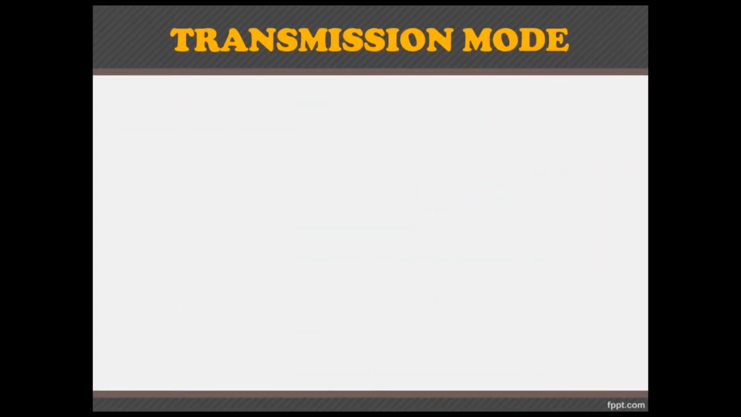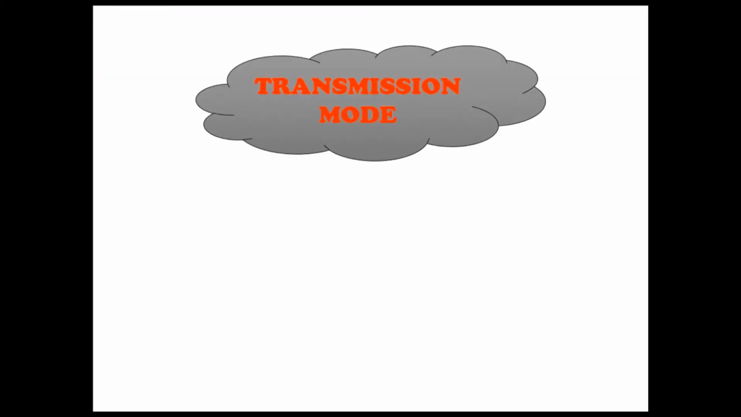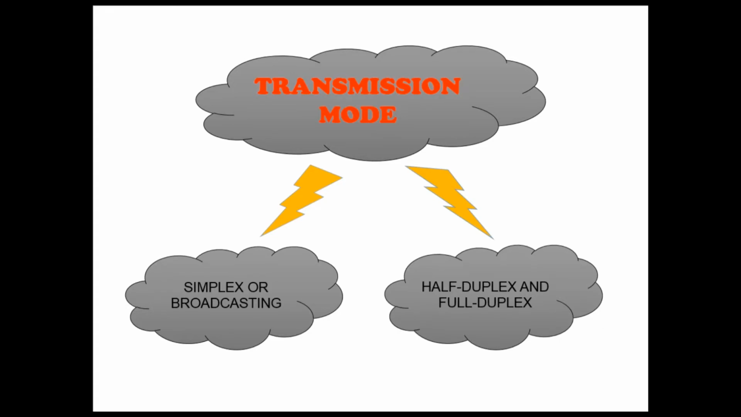What is transmission mode? The term transmission mode defines the direction of flow of information between two communication devices. In electronics communication, there are two types of transmission mode. The first one is the one-way communication called the simplex or broadcasting, while the other one is the two-way communication called the duplex. The duplex consists of half duplex and full duplex.